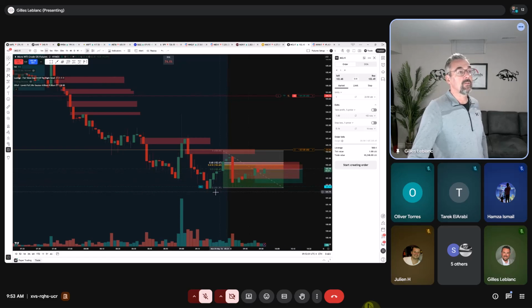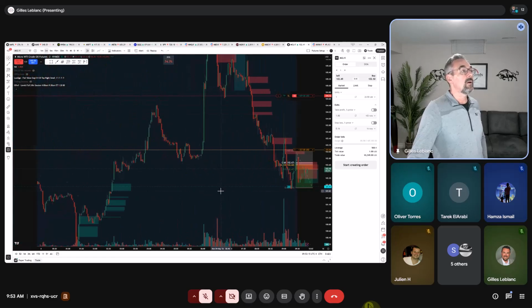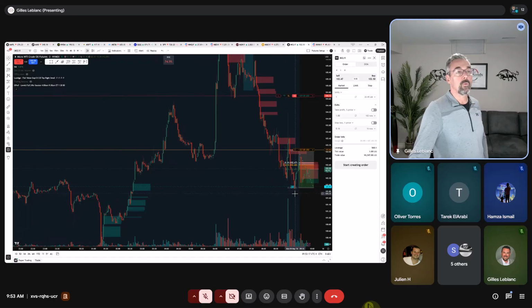But then again, low of day and PDC are right here. So this is difficult to take a short over here or even to add into a position once you realize that PDC is right there and the low of day. Not low of day, but the most recent low.